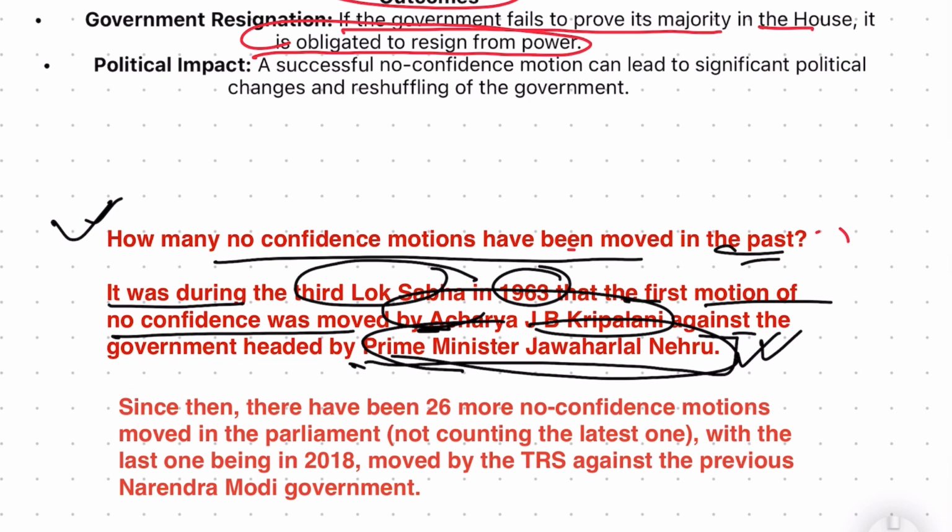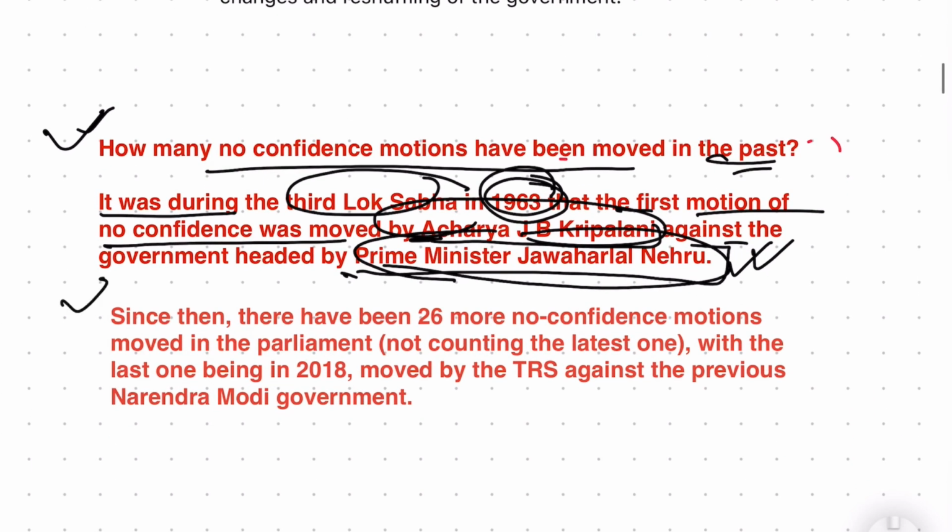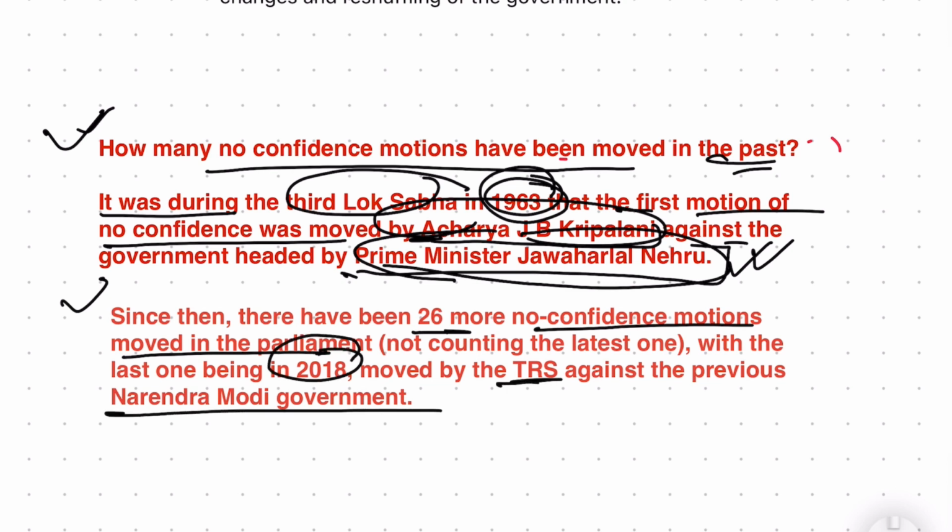And who moved the first no confidence motion? The answer is Acharya J.B. Kripalani in 1963. Since then, a total of 26 more no confidence motions have been moved in Parliament. The last one was in 2018, moved by the TRS against the previous Narendra Modi government.